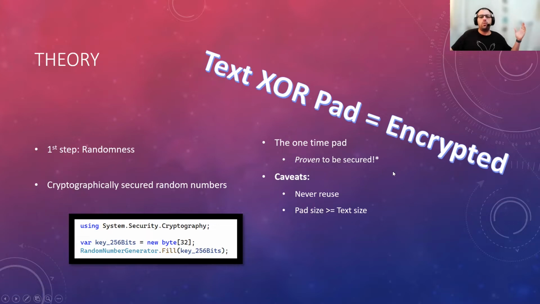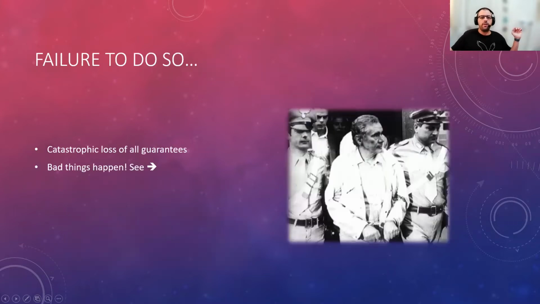Now, what are the limitations of one-time pad? Why aren't we always using the mathematically proven to be secure solution? Well, the answer to that is quite simple. It has limitations. So the pad size must be greater than or equal to the text size. And you can never, ever reuse that. This is what happens when you reuse a one-time pad: it's a catastrophic loss of all security guarantees. I'm not going to go into the why or the how of that.